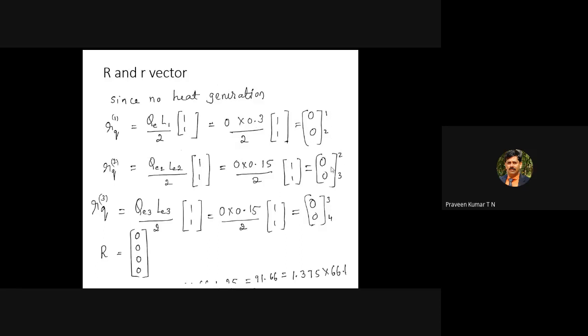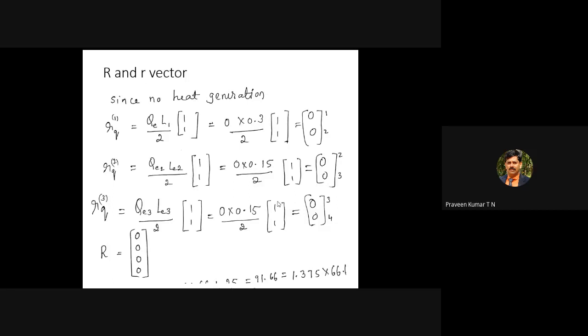R2 becomes 0, 0 if DOFs are 2, 3. And R3 is, DOFs again, 0, 0. We can write 3, 4. In the examination, if you don't have the time, you can straight away write RQ of 1 is equal to RQ of 2, that's equal to RQ of 3, that's equal to 0, 0. Straight away you can write. But if you write in detail, you have an advantage. Even if the final answer is wrong by a calculation mistake, for the steps you will get the majority of the marks.